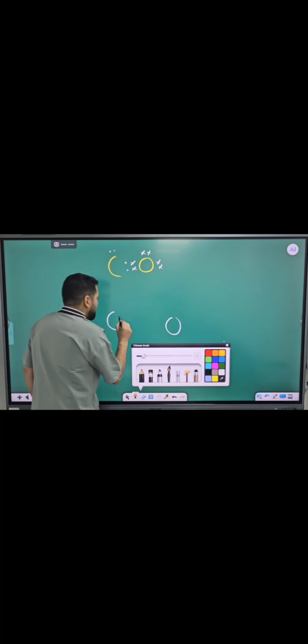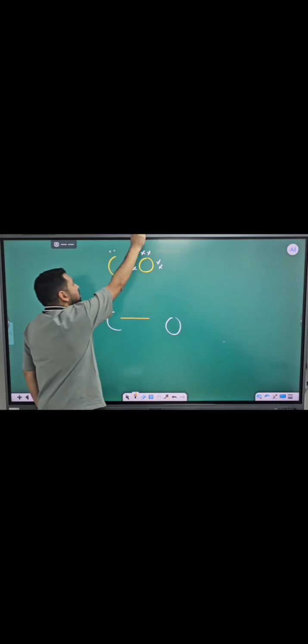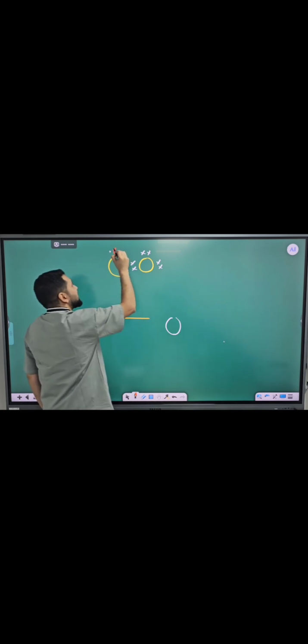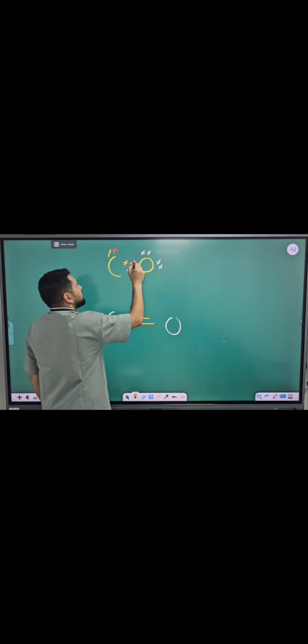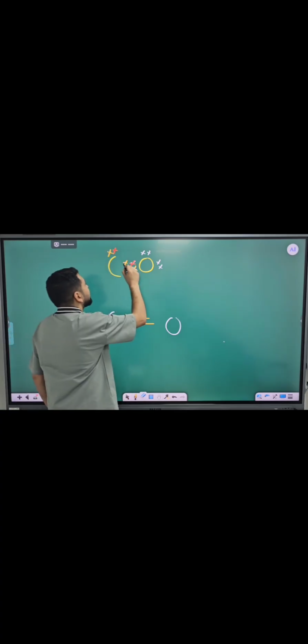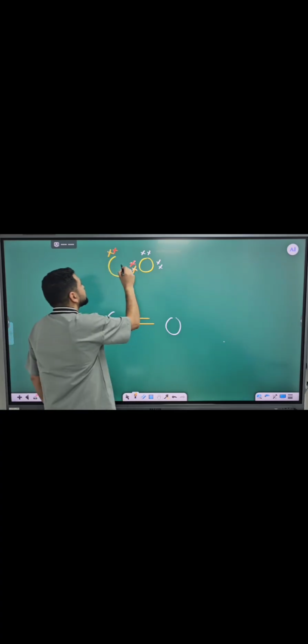Carbon and oxygen, I will make a single bond, right? Single bond means, look here, guys, very simple, this electron is shared. After that, one more bond will be there, between this and this, right? Clear?